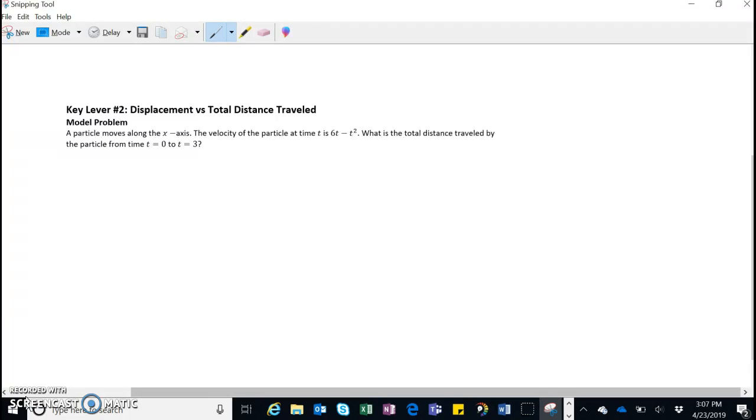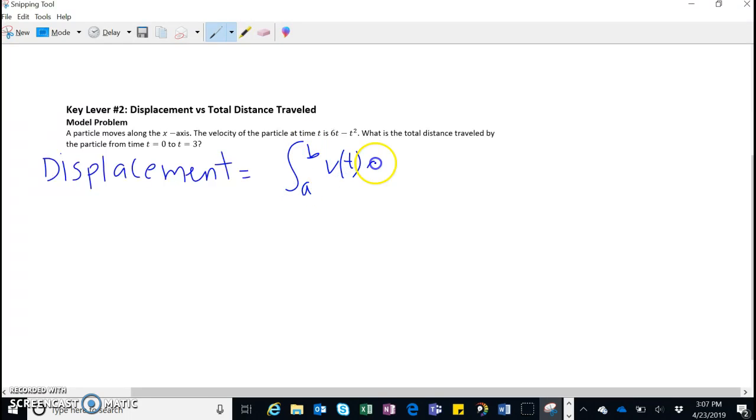All right, so key lever number 2 is just highlighting the difference between displacement and total distance. Something that you should make sure you record in your notes is that anytime you're asked to find the displacement of a particle or a bug or a car or anything like that, that formula is the integral from a to b of a velocity function. Displacement captures our change in position. So an integral is what accomplishes that change. Remember, we've talked about new equals old plus change, and change is always the integral part of that formula.